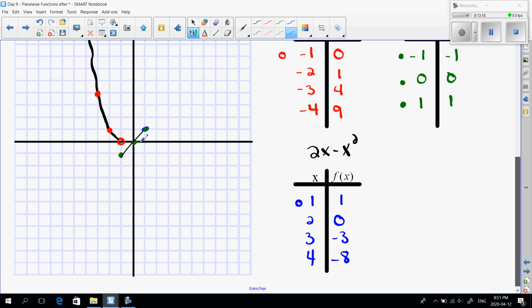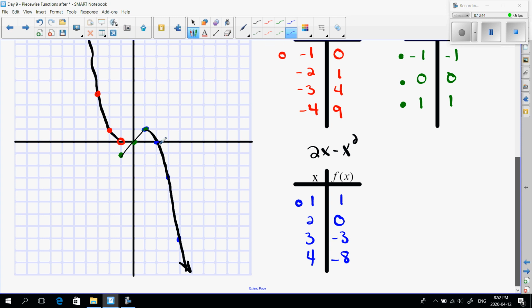Next point, 2, 0, that's right, 1, 2, don't go up or down. 3, -3, that's 3 to the right, down 3. And 4 to the right, down 4, 5, 6, 7, 8. There it is. I'm going to join these dots with a nice smooth curve, and I'll put an arrow on the end.